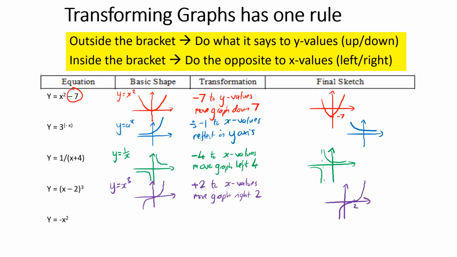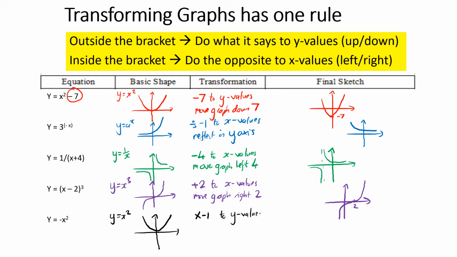Okay, very last one here, y equals minus x squared. So that's going to be something like our quadratic, that's y equals x squared. Same as we started with a couple of graphs upwards. It's going to have a minus outside the bracket, so we'll do exactly what it says to the y values. So we're going to times the y values by minus 1.